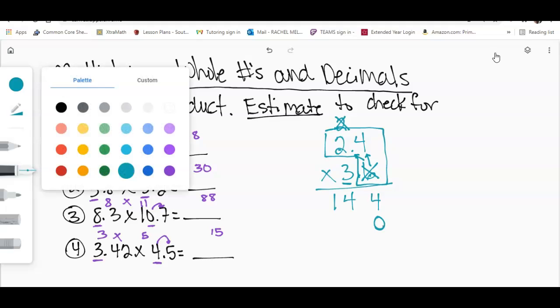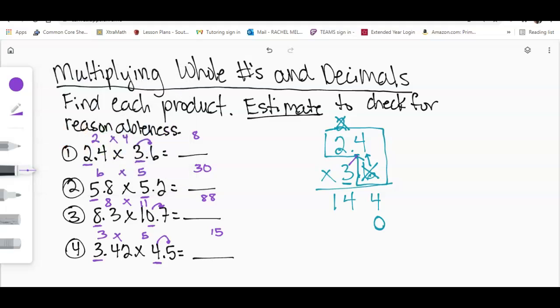And now we go this direction and then this direction. So 3 times 4 is 12. 3 times 2 is 6, plus 1 is 7. And now I add the two partial products. 4, 6, and 8.